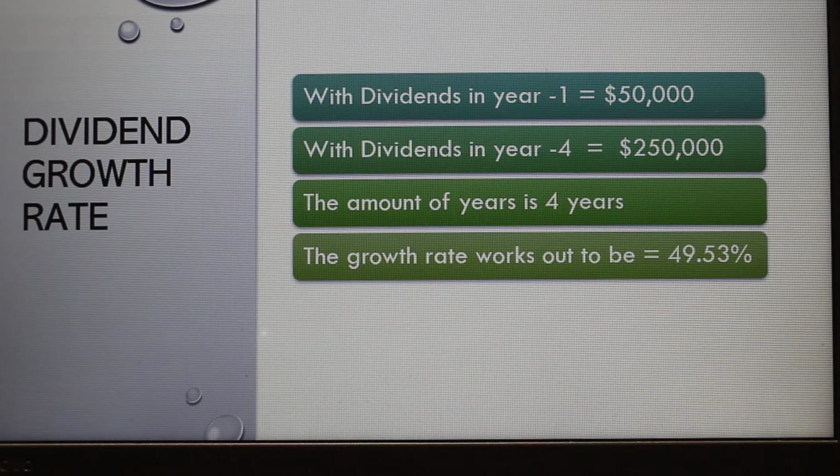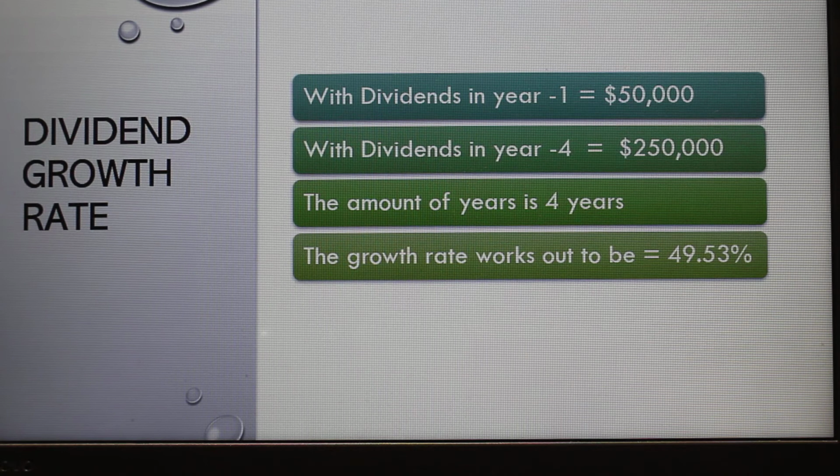We have discussed and looked at the dividend in year 1, which is 50,000, and year 4, which is 250,000. And if the number of years is 4, we can calculate the growth rate of 49.53%. So we can see that this dividend has grown over the period by nearly 50%, which is very, very good.